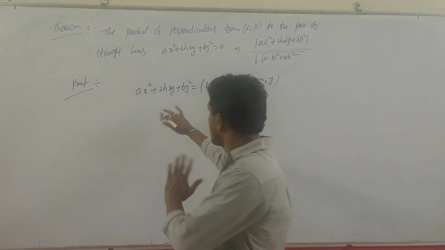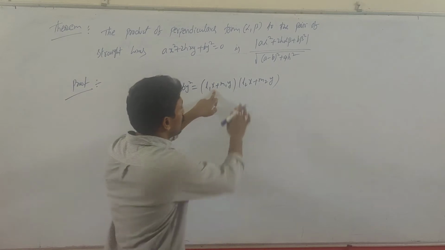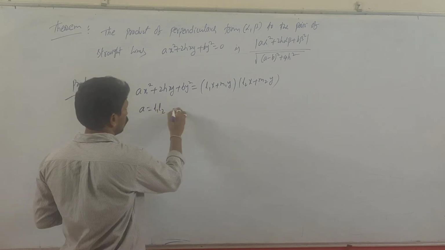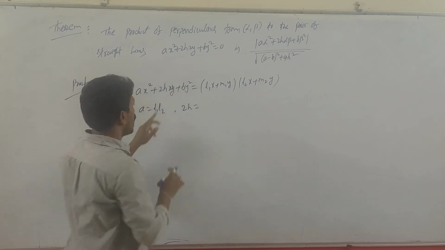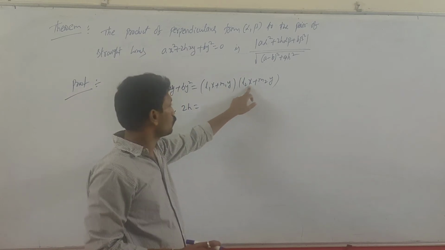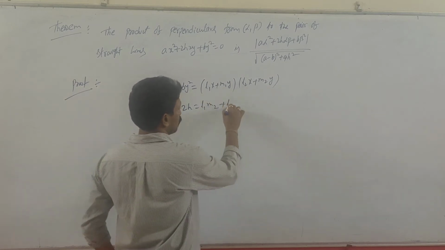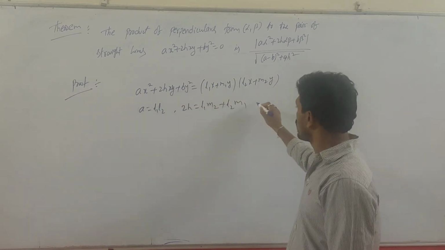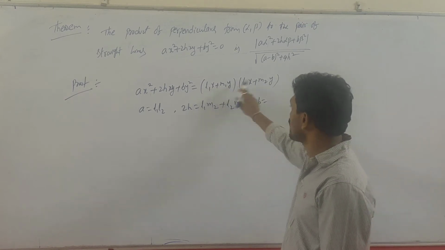When you compare the corresponding coefficients, a is equal to the coefficient of x². When you multiply these two, you get the x² term, that means L1L2. And 2h is nothing but the xy coefficient. The xy coefficient means when you multiply this one to y and this one to this one, so what we have is L1M2 + L2M1. Next, the coefficient of y² is b. Multiply these two, you get the coefficient of y², that is M1M2.